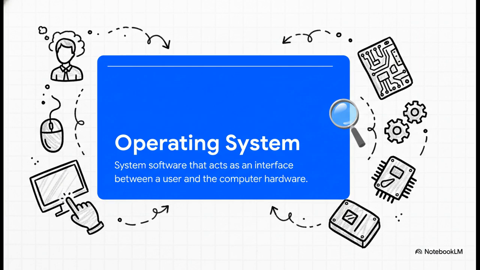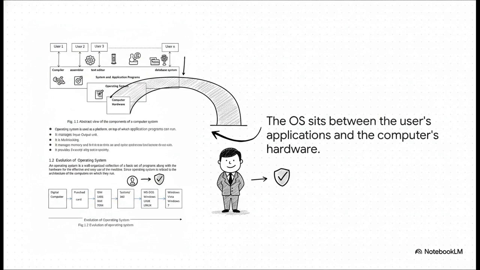Now, the official textbook definition says it's an interface between a user and the computer hardware. Which is true, but kind of dry, right? A better way to think about it is like a translator. You click an icon, and the OS translates that simple action into complex instructions that the physical hardware can actually understand and execute. And this diagram shows that idea perfectly. You've got your applications on top, the hardware at the bottom, and the OS is that crucial bridge in the middle.